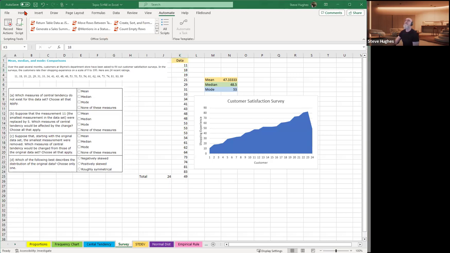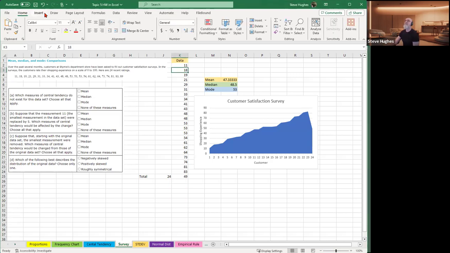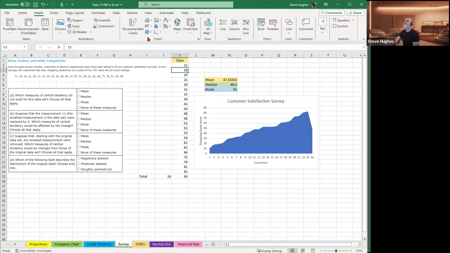So if you go home, you can go to insert, you can choose a graph, you can look around. I looked at this one, and you can see obviously, right, this is not symmetric. This is not a symmetrical graph. This is skewed. Is it positive or negative? I'm going to let you guys think about that. Positive or negative.